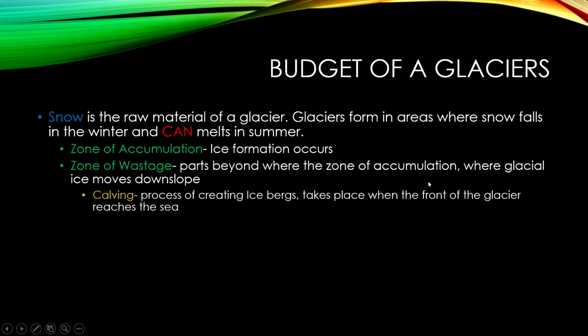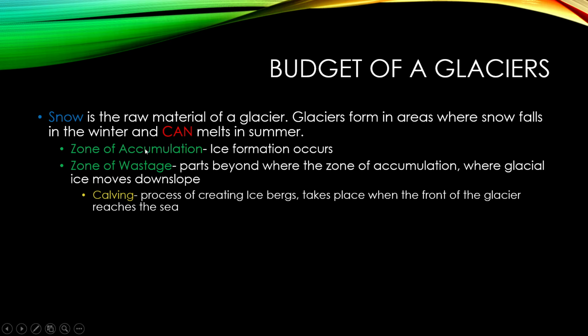So, the budget of glaciers. Snow is the raw material of glaciers, and glaciers form in the areas where snow falls in the winter, and maybe it will melt in the summer, depending on the climatic condition of the area. There are areas where it is a permanent winter, and there are areas with four seasons wherein the glacier will disappear.